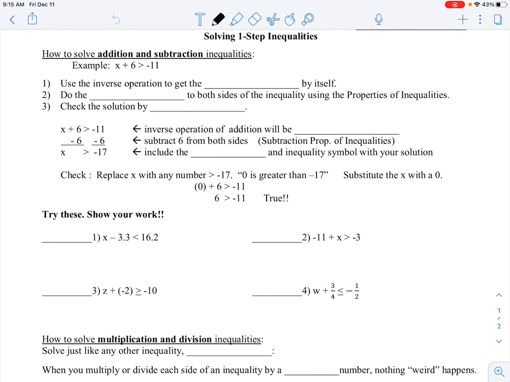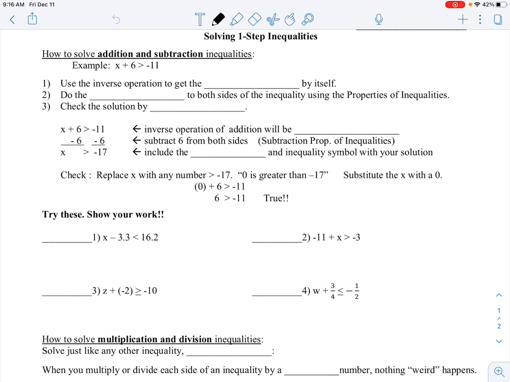Yesterday we talked about graphing and getting inequalities from graphs, and the difference between them and equations: equations have one solution, whereas inequalities have infinitely many solutions. So solving inequalities is going to be super easy, just like solving equations, except the only difference is the symbol that we use to show the relationship between the two expressions.